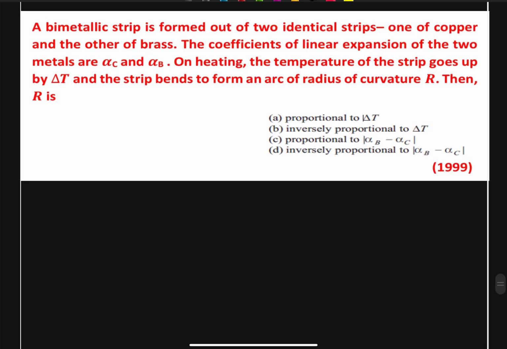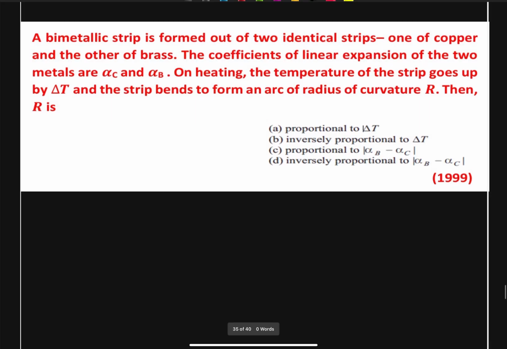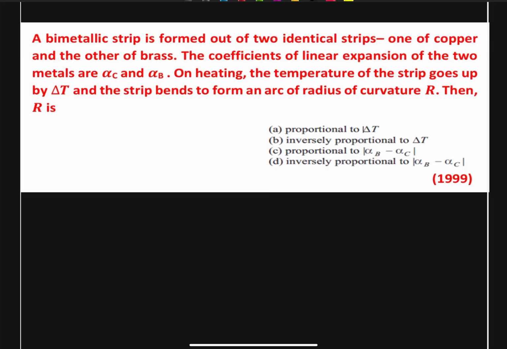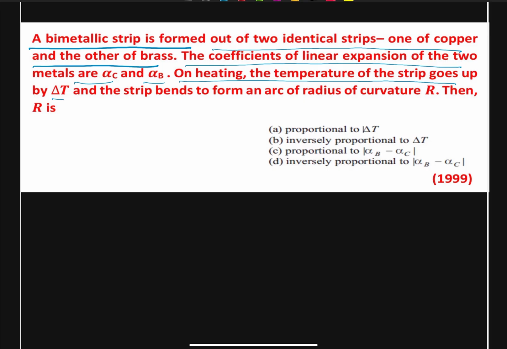Next question. It was asked in the year 1999, and it states that a bimetallic strip is formed out of two identical strips, one of copper and other of brass. The coefficients of linear expansion of the two metals are alpha C and alpha B. On heating, the temperature of the strip goes up by delta T. The strip bends to form an arc of radius of curvature R. Then the R is.